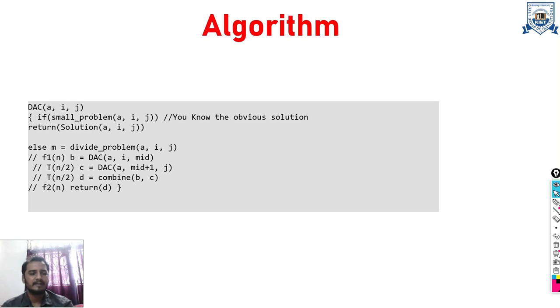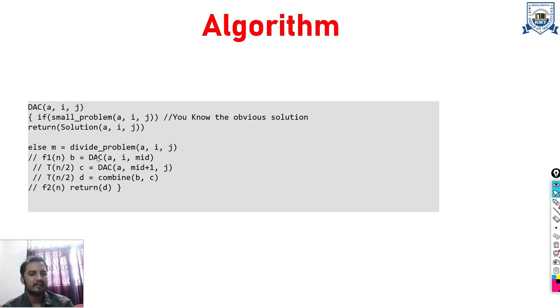Now let's see how to design an algorithm for this. Suppose you have a problem, divide and conquer, and you are given an array A. The starting index of the array is i and the last index of the array is j. Now after dividing, you have reached a smaller problem in the form of array A, and this i and j bring you the obvious solution. Then you will return that solution. Else you will keep on dividing these problems.